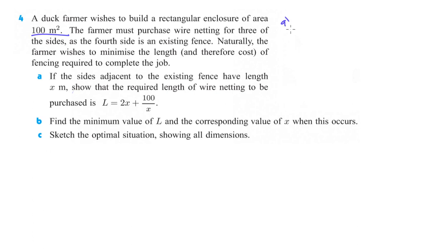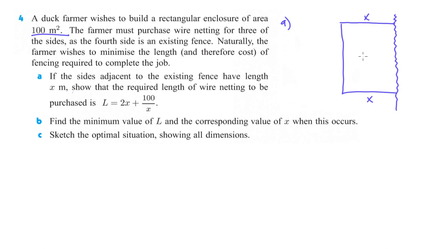So, let's see, we've got a nice little space over here. Let's do part A over here. Basically, what we've got is an existing fence here, right? And then we're going to put this new fence on this rectangular area, to get our new set of ducks in there, right? It says if the sides adjacent to the existing fence have length X meters, so that means these here are both going to be X. Show that the required length is this.